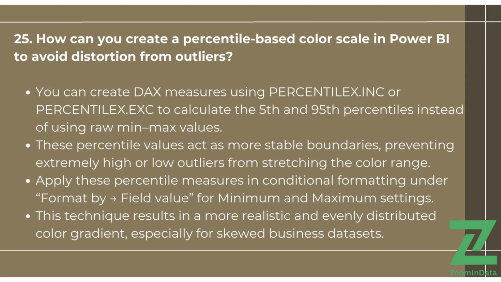values. These percentile values act as more stable boundaries, so that extremely high or extremely low outlier values do not stretch or distort the color range. After creating the percentile measures, you apply them in conditional formatting by choosing Format by, then Field value, and assigning the 5th percentile measure to the minimum setting and the 95th percentile measure to the maximum setting.